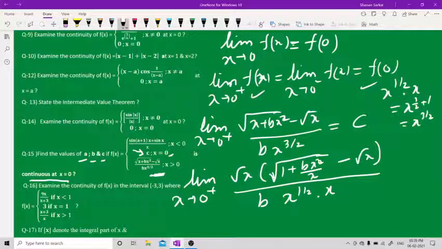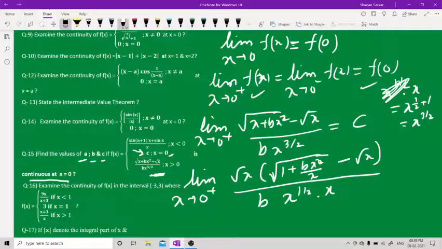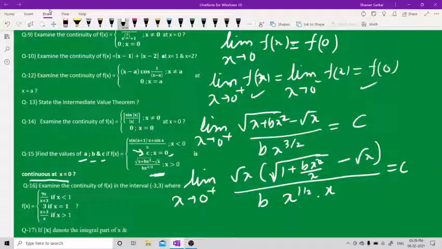That's the reason. Now rub this. Now this is equal to c. Now take this bracket here. A bracket needs to be removed here. Take this under root x common, and cancel with this under root x.